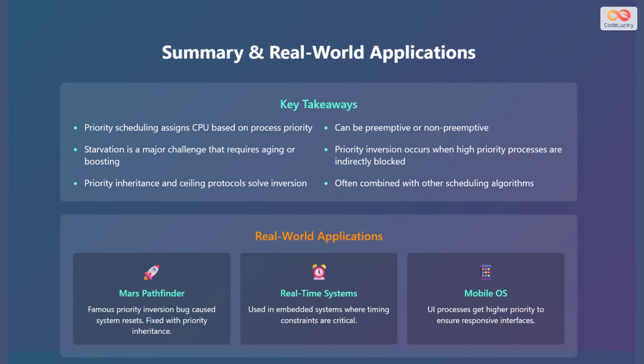In the real world, priority scheduling has numerous applications. The Mars Pathfinder mission famously encountered a priority inversion bug that caused system resets, which was later fixed with priority inheritance. It is also used in real-time systems where timing constraints are critical, and in mobile operating systems where UI processes get higher priority to ensure responsive interfaces.